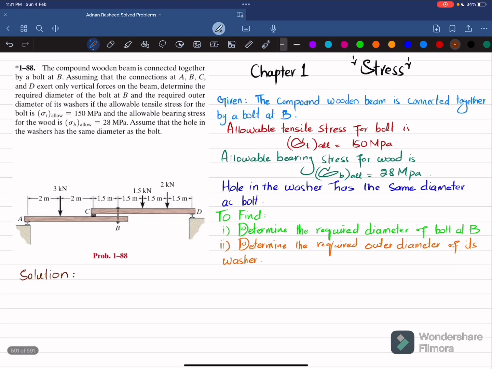As this is a compound beam, we will first draw the free body diagram, FBD, of member or beam CD. You can see this is beam CD. There is a vertical reaction force at D, which will be FD. There is this load, this load. Now the bolt will exert a load acting downward on this, and the reaction force by C will be upward. So we will draw its free body diagram.